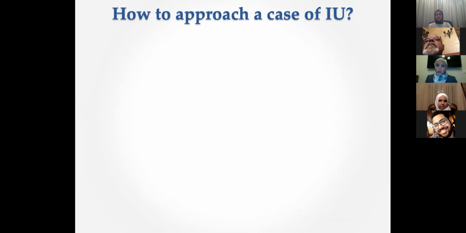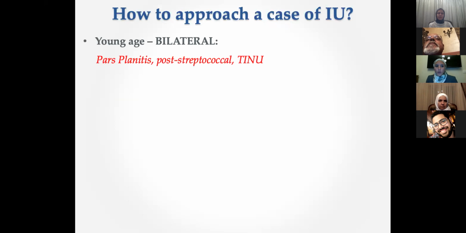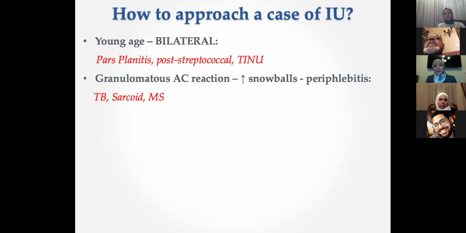So how do we usually approach a case of intermediate uveitis? When we are met with a case that's of young age and bilateral and mostly asymmetrical, then we can think that it might be pars planitis or post-streptococcal infection or TINU. Whereas if the anterior spillover is granulomatous with a lot of snowballs in the periphery of the vitreous with significant periphlebitis, then we can think of TB, sarcoidosis, or MS.